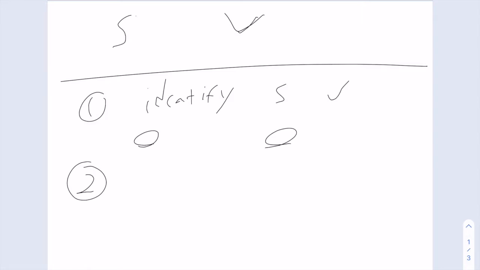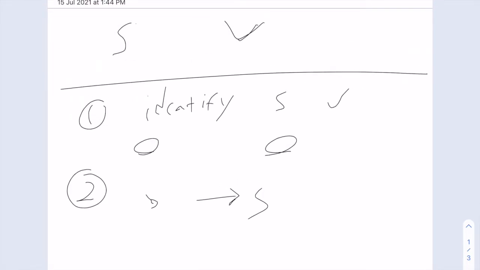It's basically looking at whether, if the subject is singular, the verb also has to be singular, and if the subject is plural, the verb also has to be plural.